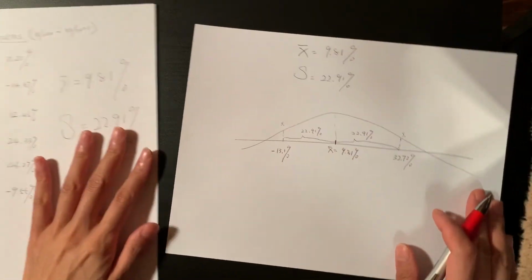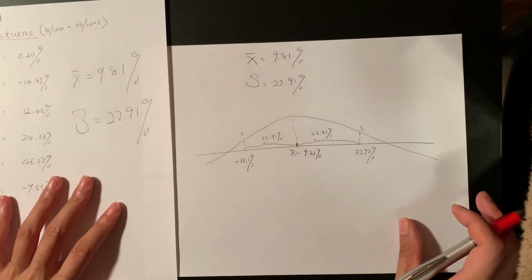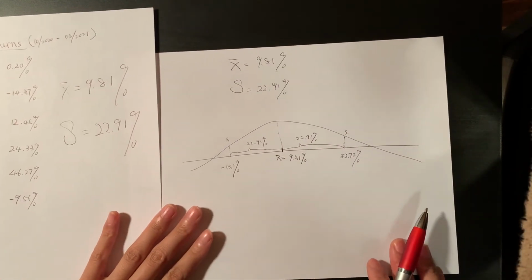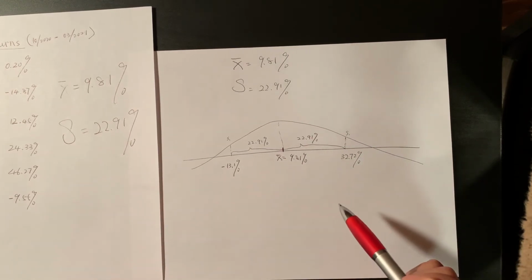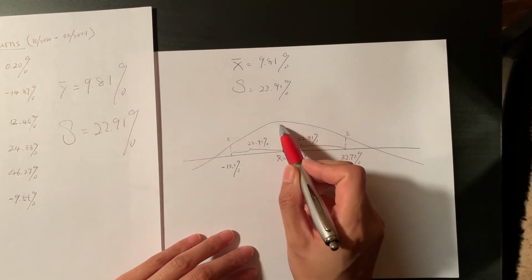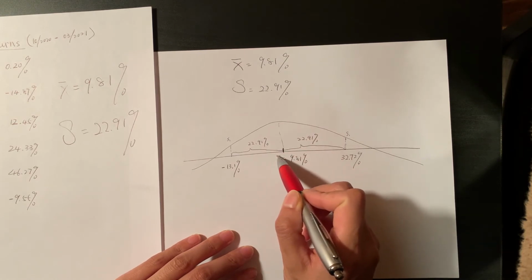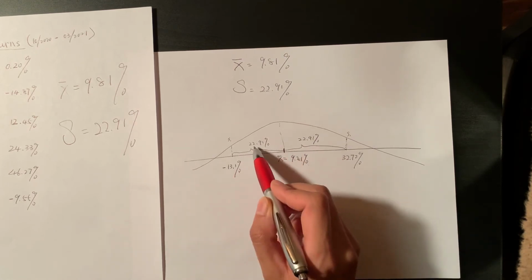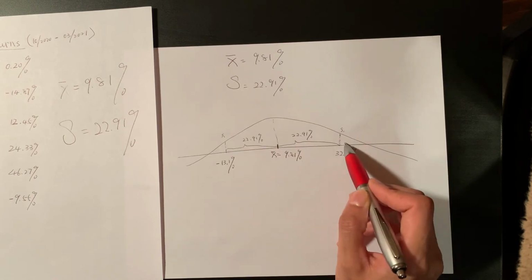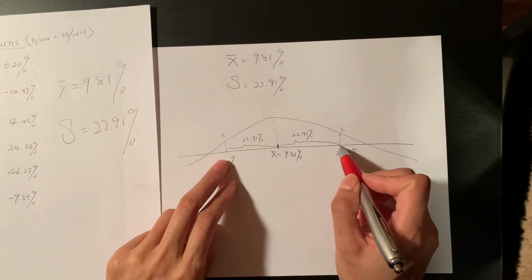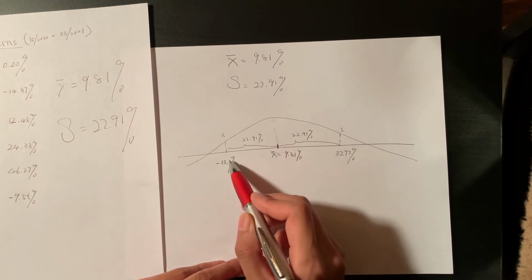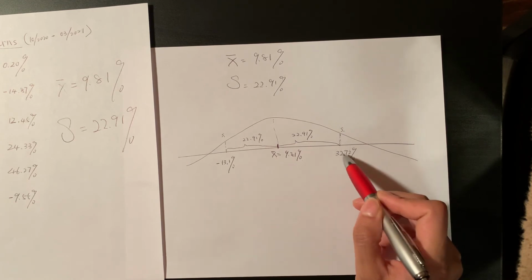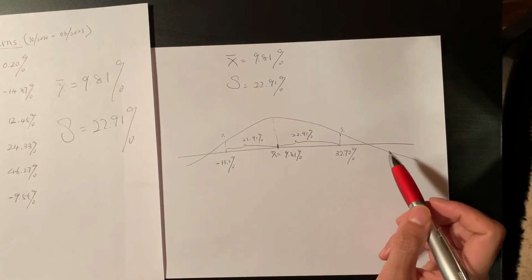So what does this tell you? If you draw the bell curve, this is the average, the mean, and the standard deviation is 22.91%. So one standard deviation away is negative 13.1%, and the other one is 32.7%. What does this mean?